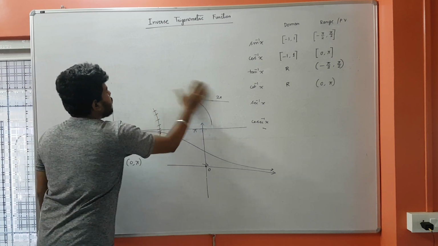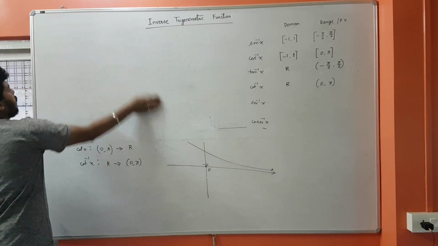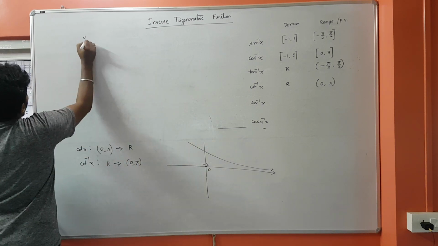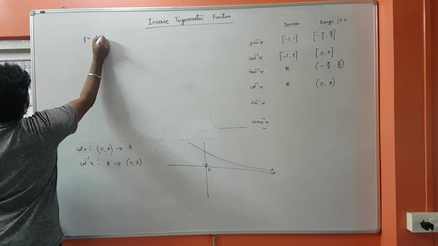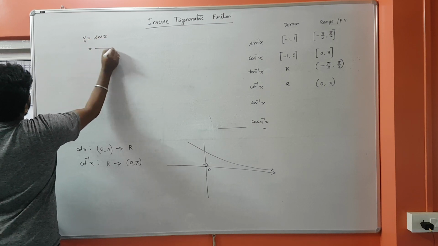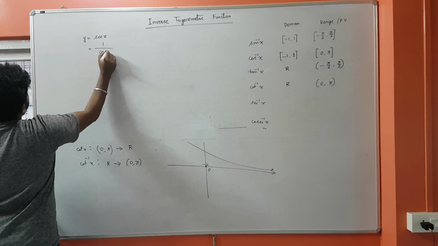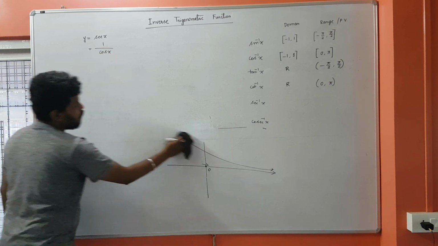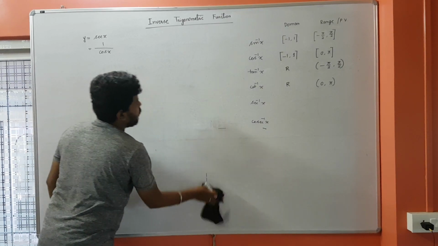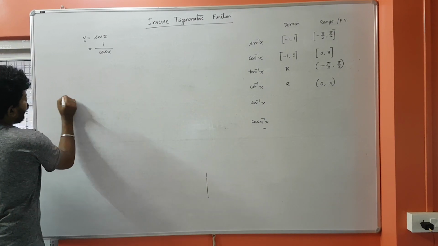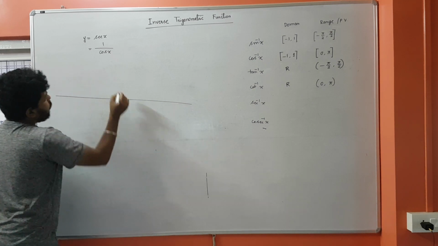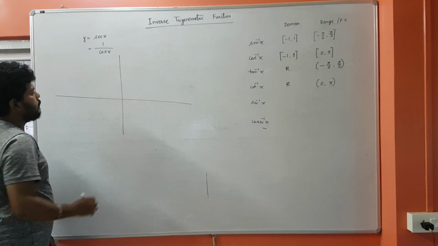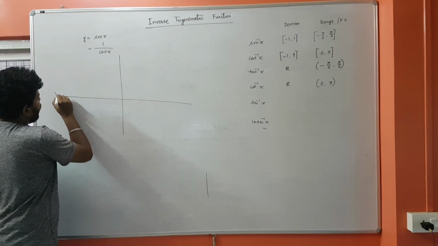Now, for sec x, y is equal to sec x. What is sec x? It is 1 by cos x. If I draw the graph of cos x, it is this.